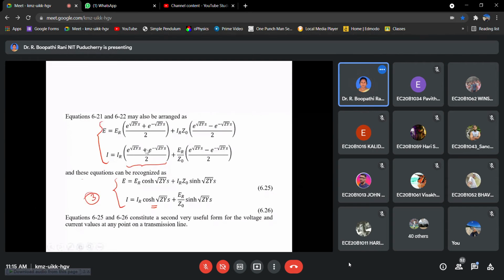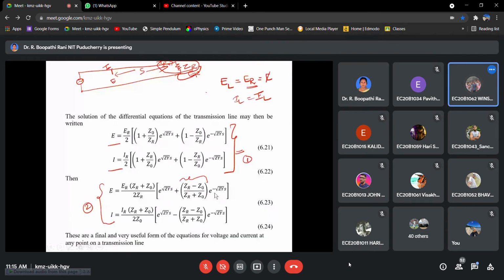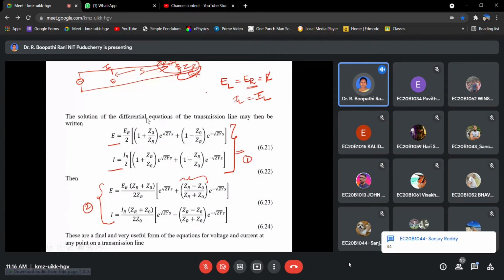Ma'am, what was Z naught? Z naught is the characteristic impedance of a transmission line. Its significance is that it tells the line impedance, the characteristics in terms of impedance. Every transmission line will have some impedance value that we get to know from this Z naught value.